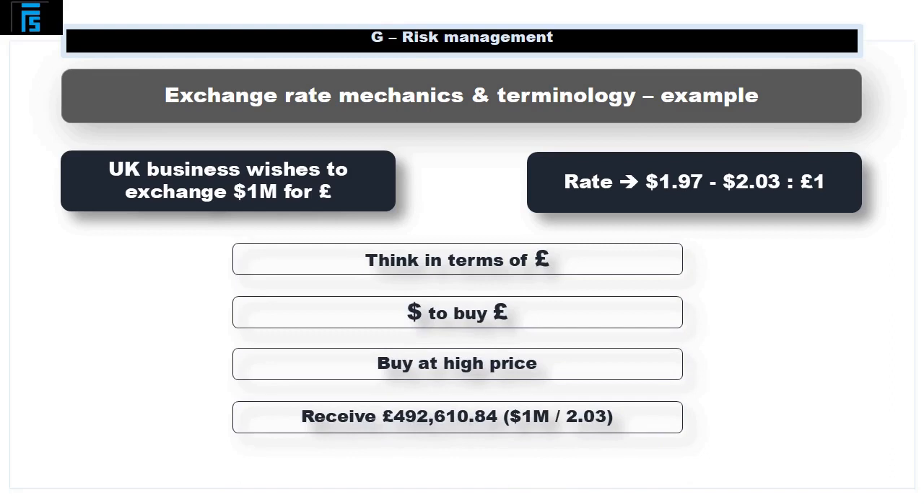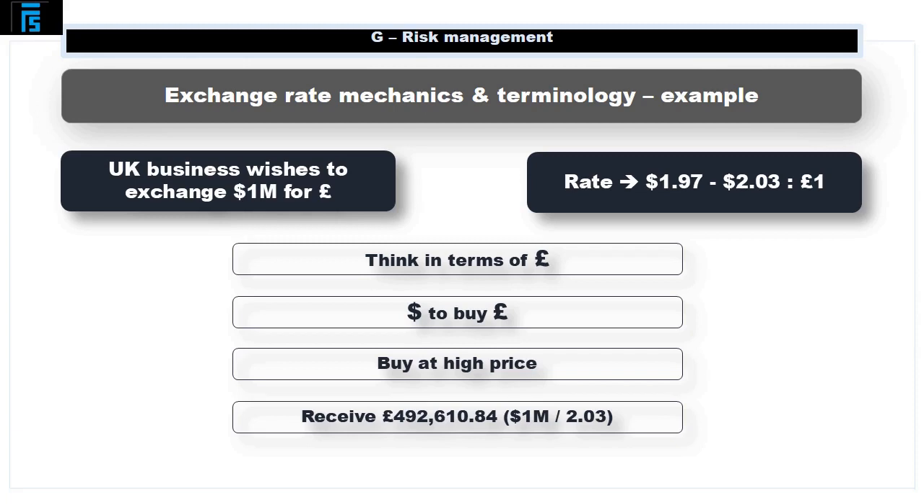We are going to use the dollars to buy pounds. We will buy at a high price, the opposite of what we would like to do, and we will receive £492,610.84, being $1 million divided by 2.03, the higher of the two rates.